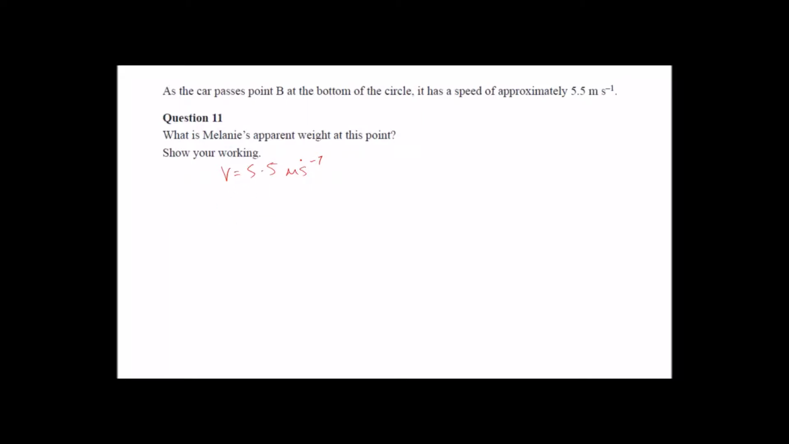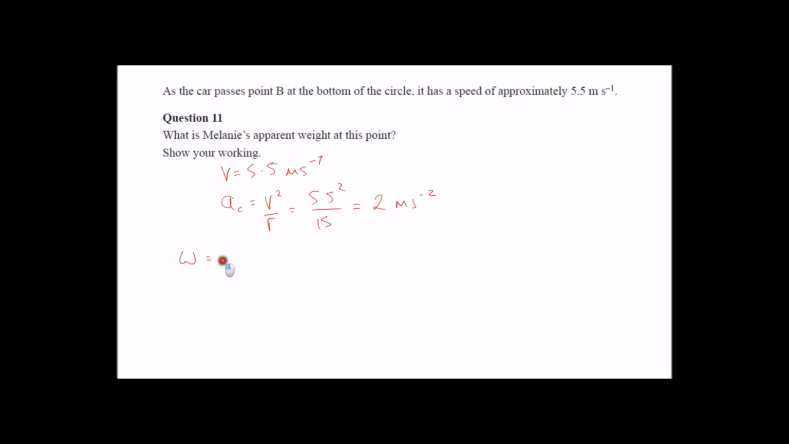Now she's still being accelerated in circular motion, so we've got to think about her centripetal acceleration, which is still given by v squared over r. Now v squared, well, it's 5.5 squared, r is still 15, and so we've got 2 meters per second squared is her centripetal acceleration.